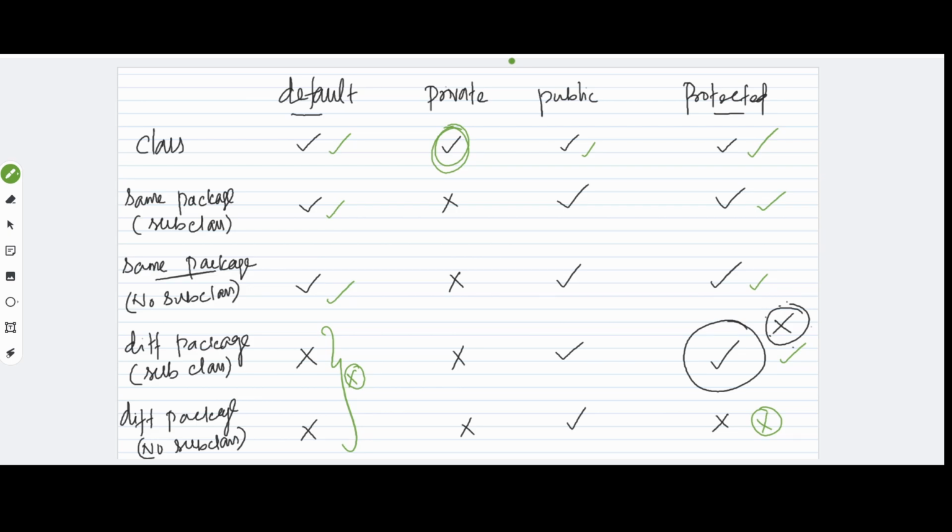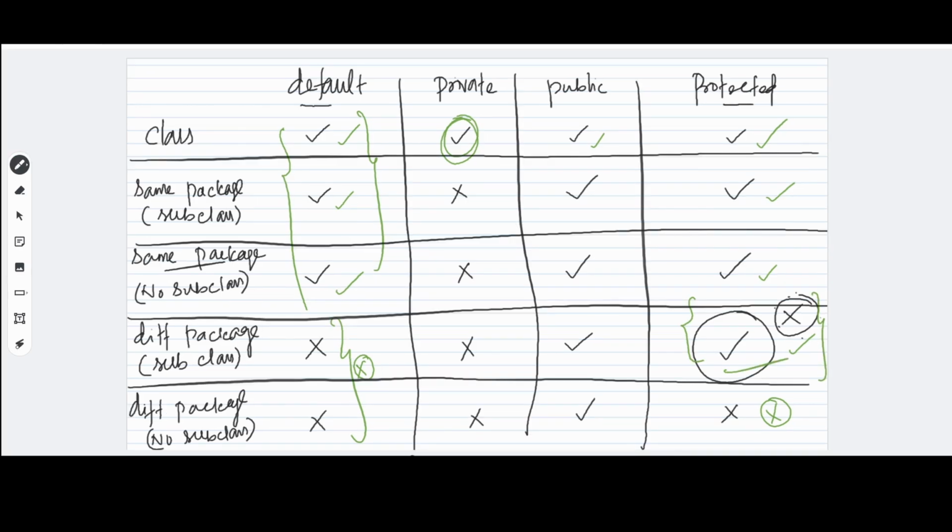But if it is protected, the only small difference is, if it is default, you will get access only in the same package. If it is protected, you will get access in the same package as well as in a different package, with subclass implementation only. So that's all with respect to the access modifiers in Java.